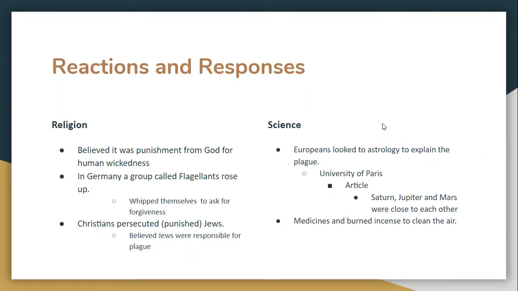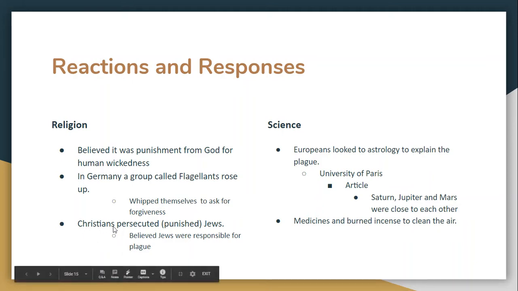So we're going to look at the reactions and responses to the plague. We're going to look at religion, and then we're going to talk about the science. So religion: Christians during this time believed that the plague was a punishment from God for human wickedness. And in Germany, a group called the Flagellants rose up and started to whip themselves to ask for God's forgiveness. And also, Christians persecuted or punished Jews because they believed that the Jews were responsible for the plague.